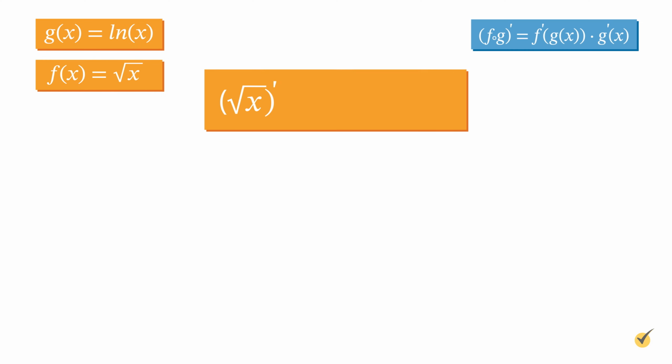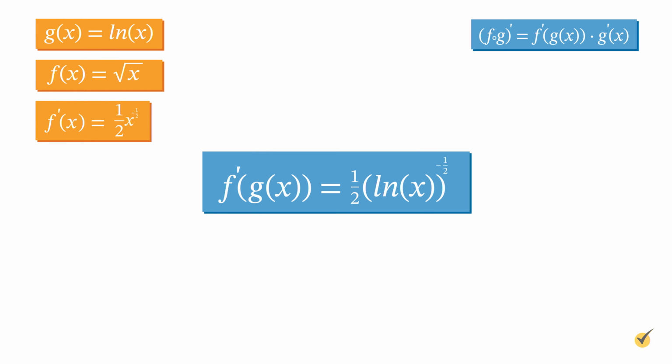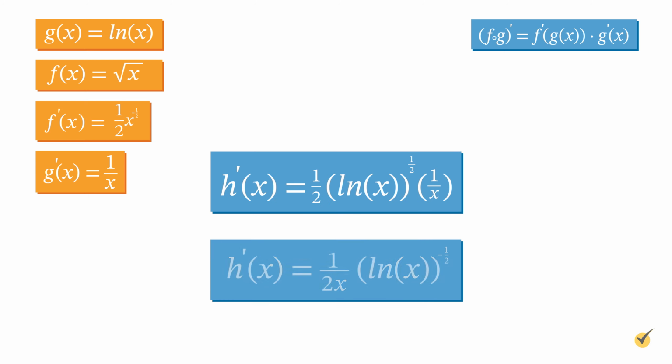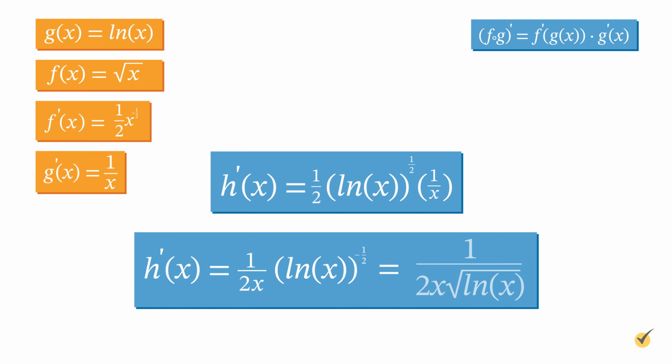Since the derivative of the square root of x, or x to the 1/2 power, is 1 over 2 times x to the negative 1/2 power, we write the first part of the derivative as 1 over 2 times the quantity of the natural log of x to the negative 1/2 power. Then, multiply by the derivative of the inside. Since the derivative of the natural log of x is 1 over x, we will multiply by 1 over x. Simplifying, we get that h prime of x equals 1 over 2x times the quantity of the natural log of x to the negative 1/2, or 1 over the quantity 2x times the square root of the natural log of x. Let's do another example.